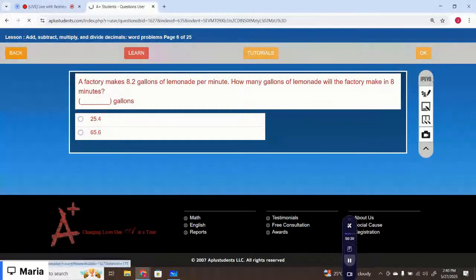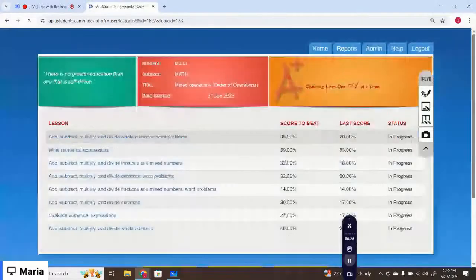Okay, you can complete the lesson by yourself for today. So we were working on chapter 5. We were working on operations. The lessons we have covered today are add, subtract, multiply, and divide whole numbers, word problems, arithmetical expression, add, subtract, multiply, and divide fractions and mixed numbers. Add, subtract, multiply, and divide decimal word problems.